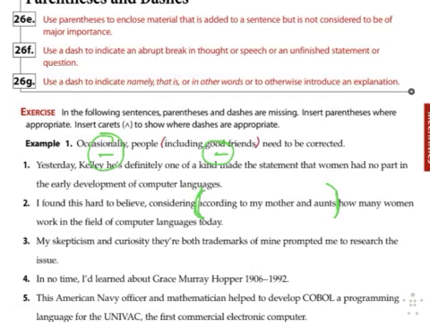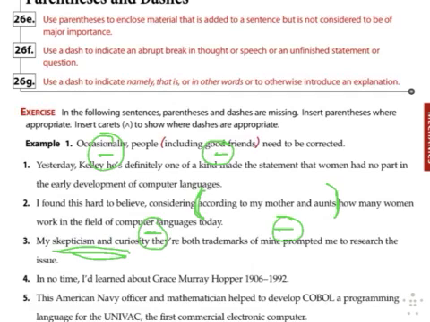For number 3, my skepticism and curiosity, they're both trademarks of mine, prompted me to research the issue. In this case, I could honestly see it going either way. I personally would probably use the dash between curiosity and there, and then mine and prompted, because it's like I'm adding this little bit about myself and further explaining what being skeptical and curiosity means, why that's important, okay?